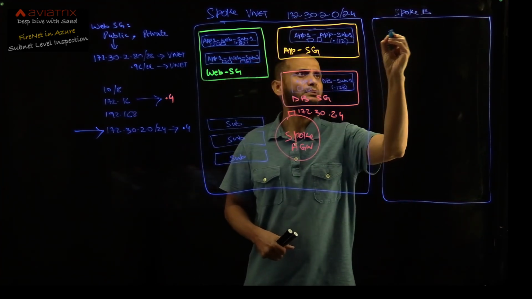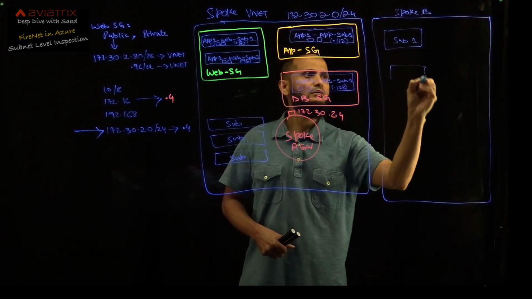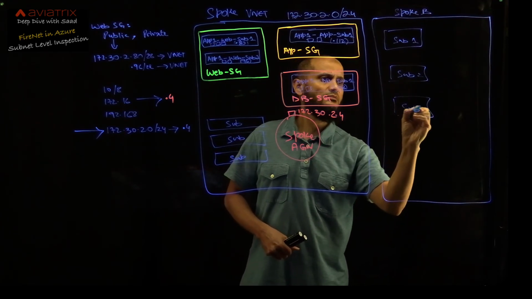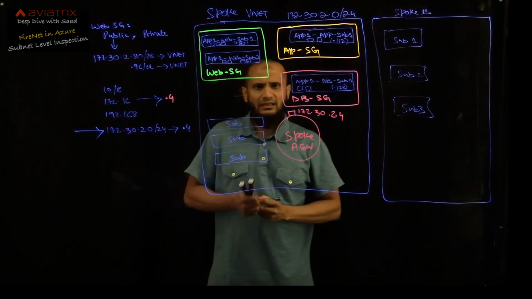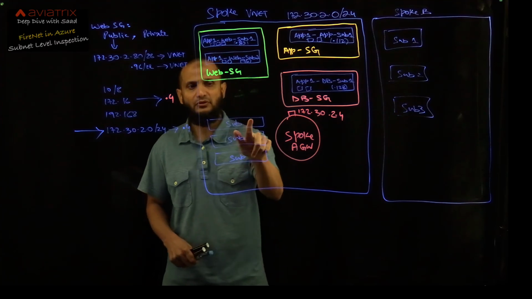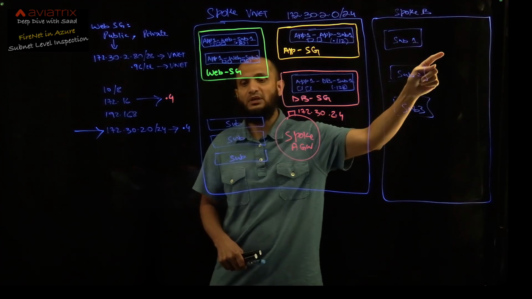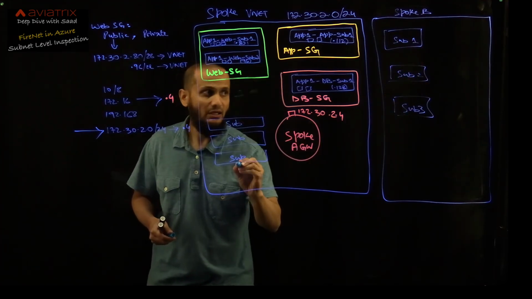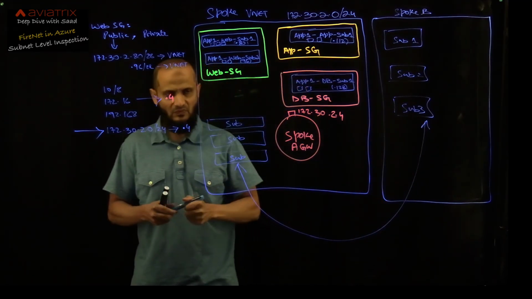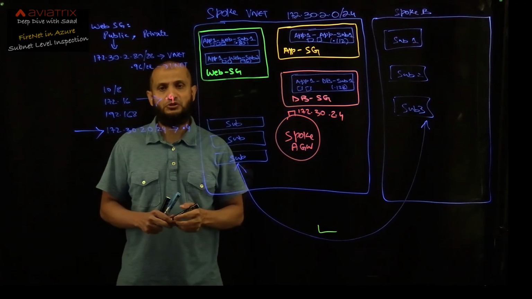It has multiple subnets: Subnet 1, Subnet 2, Subnet 3. Let's say when this subnet, which is not part of any subnet group, wants to communicate with any subnet in spoke B, this is the communication going on. At this time, the communication would be just fine, no issues.